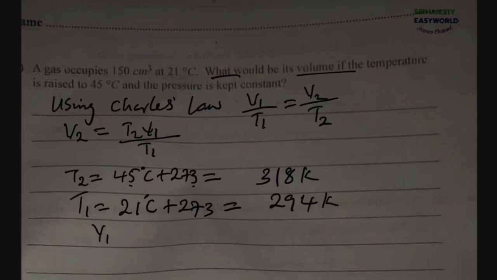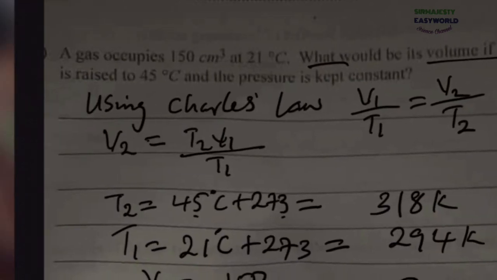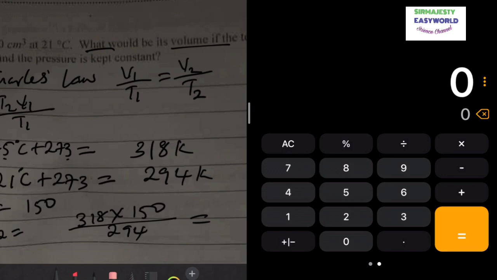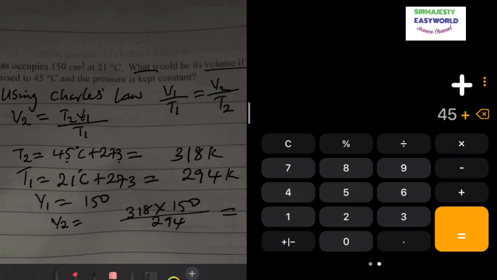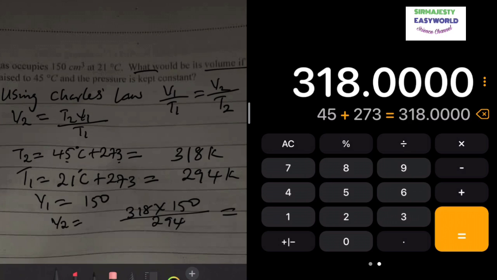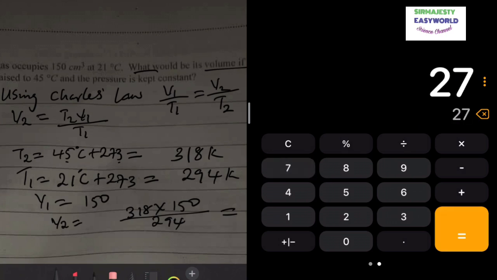Then volume remains what it is. Our V1 is automatically 150. So substituting values, our V2 is T2, which is 318, times V1, 150, all over T1, which is 294. I'll be forced to find a calculator here. Let's confirm the other mathematics we have done. 45 plus 273 is 318, which is correct. Then 273 plus 21 is 294, we are also correct. So we move ahead.